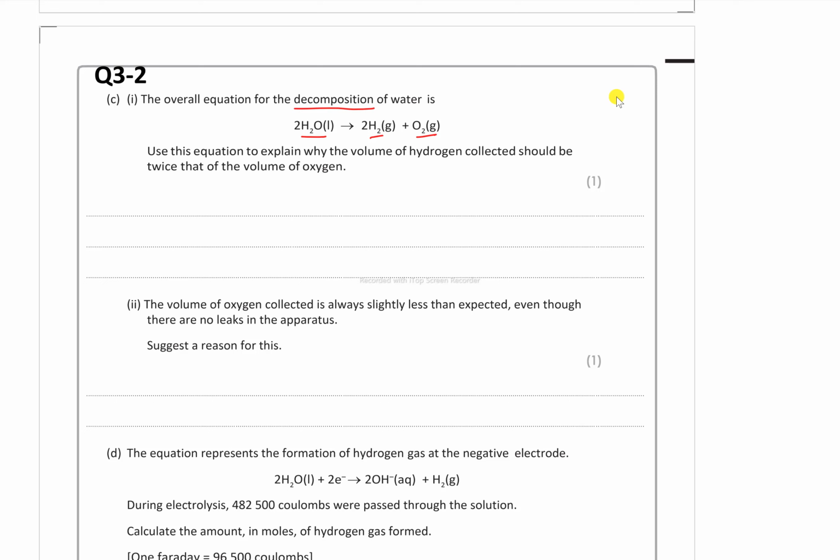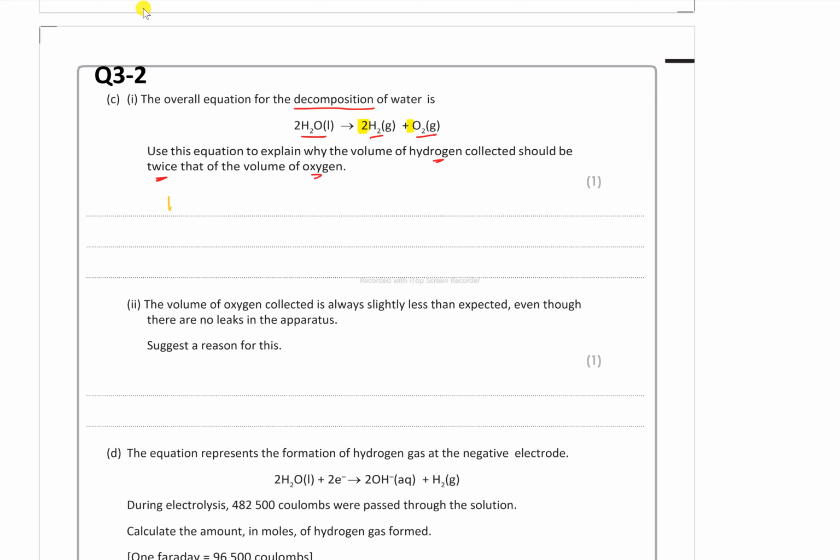Use this equation to explain why the volume of hydrogen should be twice the volume of oxygen. So if you look here, there's 2 moles of hydrogen for every 1 mole of oxygen. I need to get that right. I'm half asleep at the moment. So that's what you can write down.